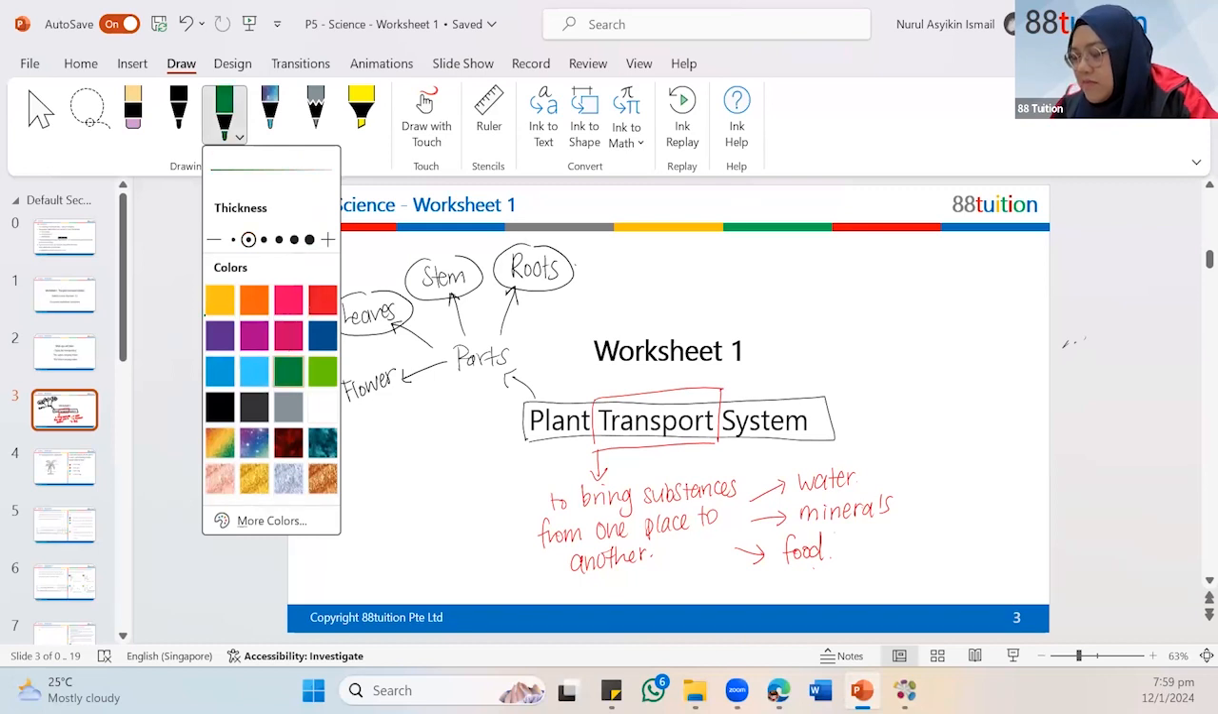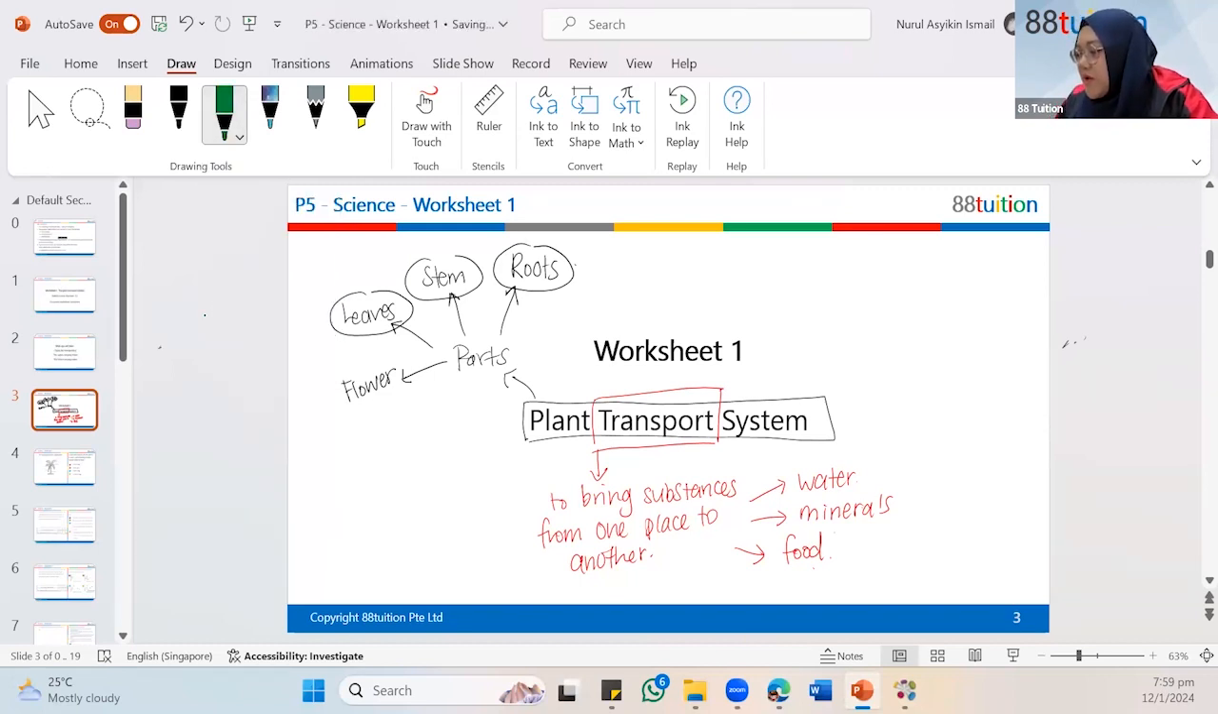Change to green because I'm drawing a plant, right? Okay, let's go. I'm going to draw a very simple plant. The stem, followed by the roots, followed by, let me draw 2 leaves over here. Okay, next, if I draw a diagram, I want to label the diagram first.